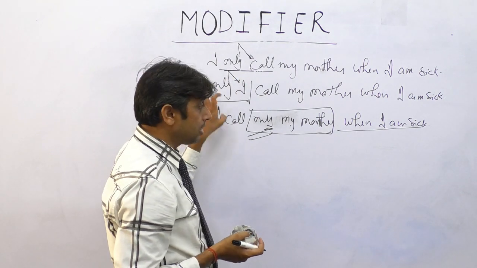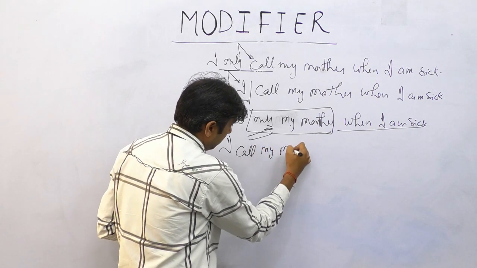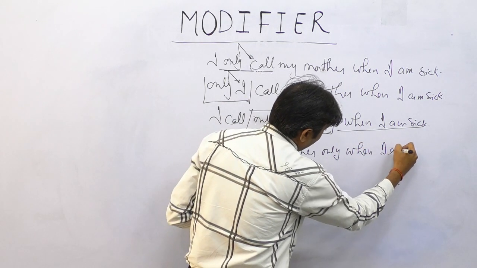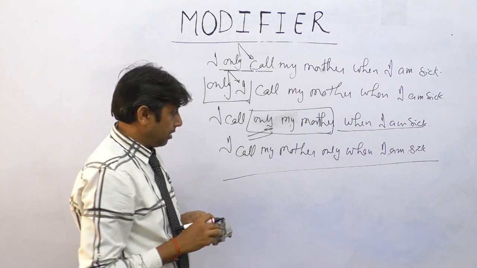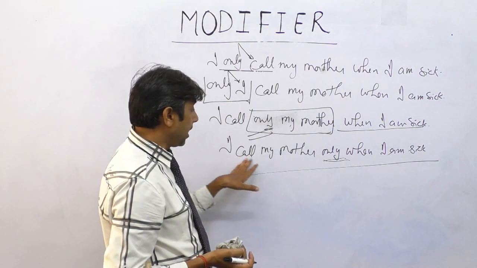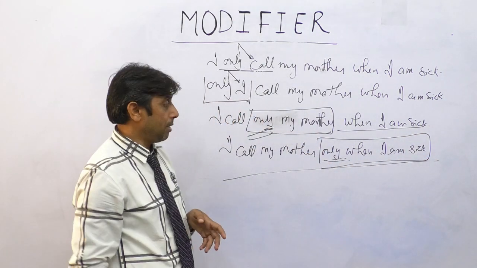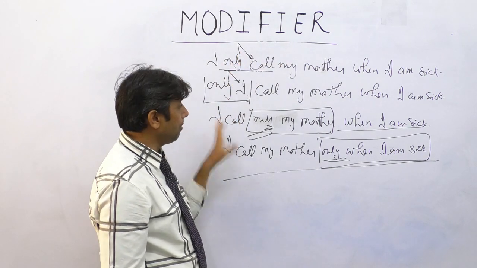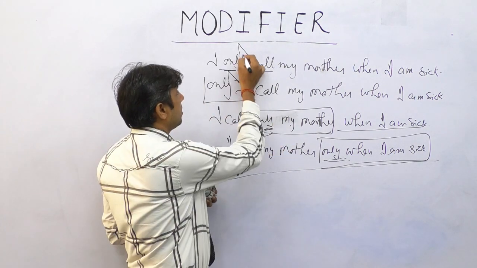So I have written this sentence in three ways. Another fourth way is I call my mother only when I am sick, or only whenever I am sick. Now the fourth meaning: this only changed the meaning of the sentence this time as well. I call my mother only when I am sick, otherwise I do not call my mother. Correct? So writing one modifier at different places gives us different meanings. Correct? So this only is an adverb.